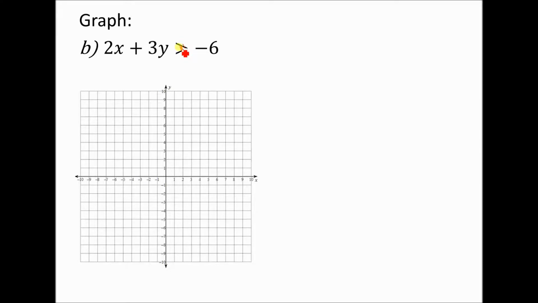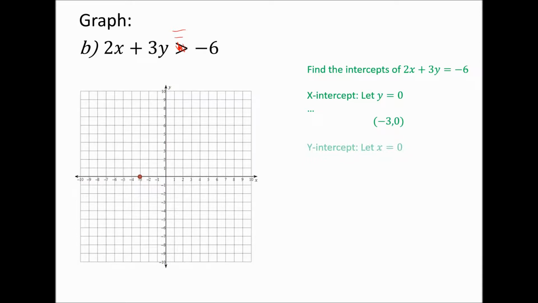Once again, start by pretending it's an equality, a line, and graph that. So we'll do that by finding the intercepts. For the x-intercept, let y equal 0. Let you figure that out. So the x-intercept is negative 3, 0. And I've plotted that on the graph. The y-intercept, let x equal 0. And the y-intercept is 0, negative 2. Got that on the graph as well.